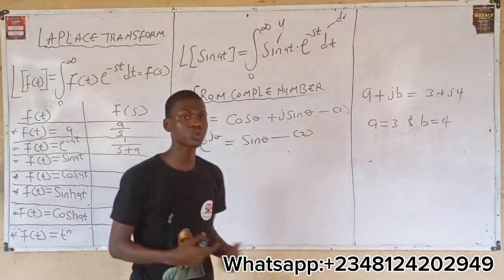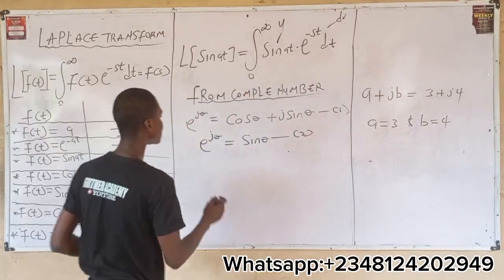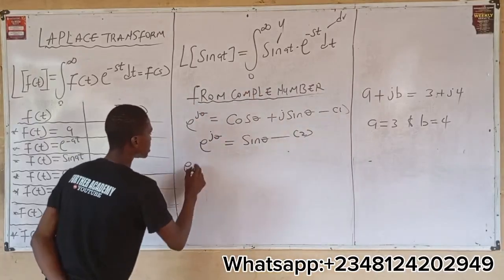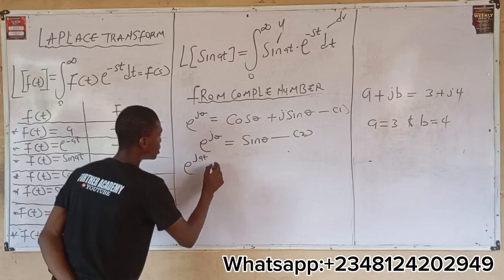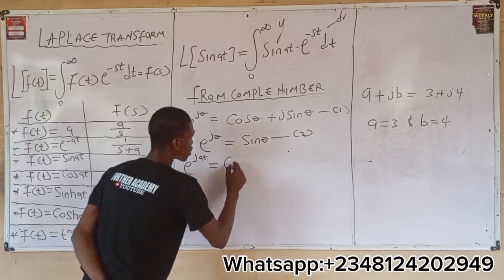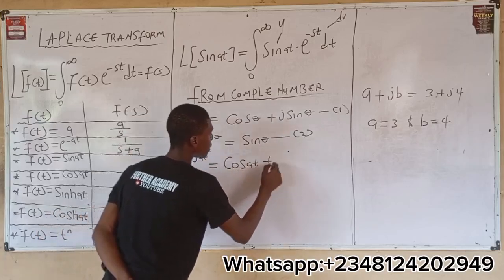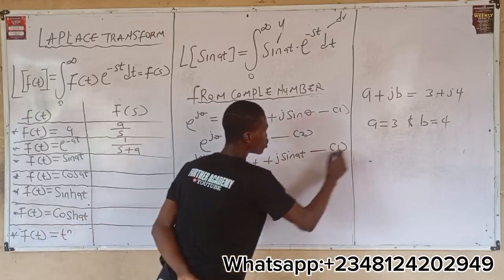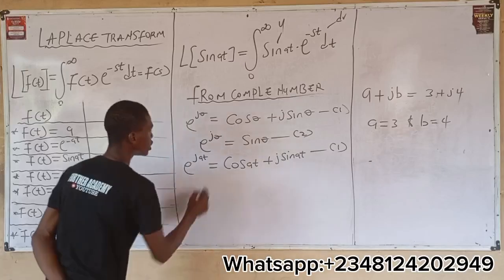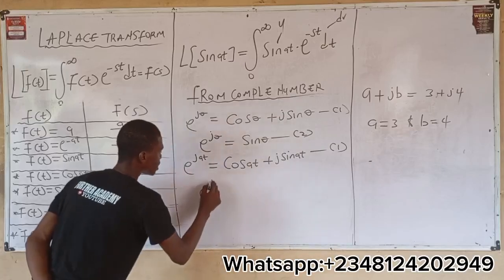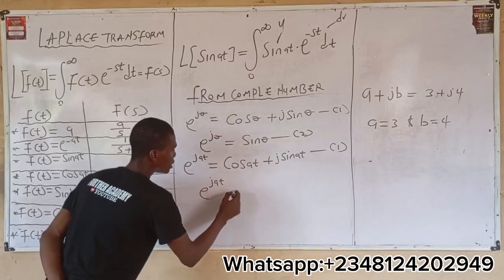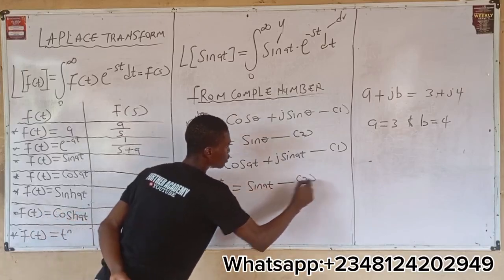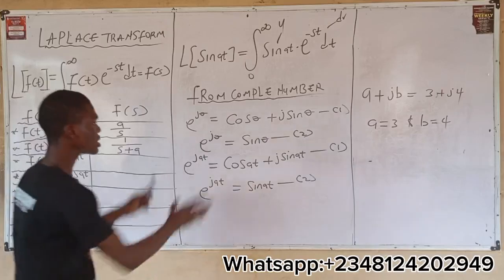Meaning, if I'm going with equation 2, I have to write it as exponential jat is equal to cos at plus j sin at. Say this is our new equation 1. From this equation 1, we then have the imaginary part of exponential jat equals sin at. This becomes our new equation 2. So this is how it works.